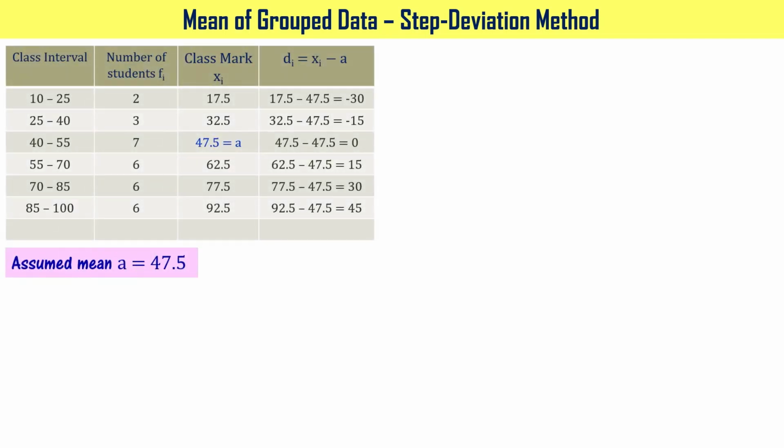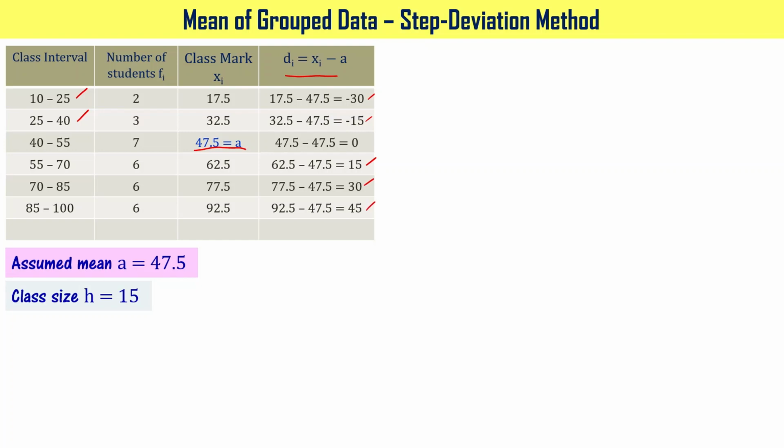There is another method called the step deviation method. It further simplifies the calculations. Let's understand about that now. We have seen this data, right? When we have assumed mean a equal to 47.5, we got di as minus 30, minus 15 and so on, right? And if you observe, the class size of this particular problem is 15. 10 to 25 is 15, 25 to 40 is 15, like that. And if you observe the values you got for di, those are minus 30, minus 15, 0, 15, 30, 45. These are multiples of 15, right?